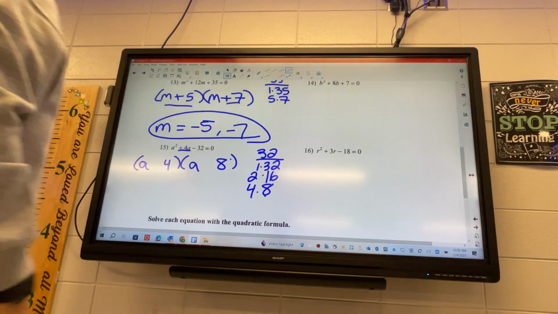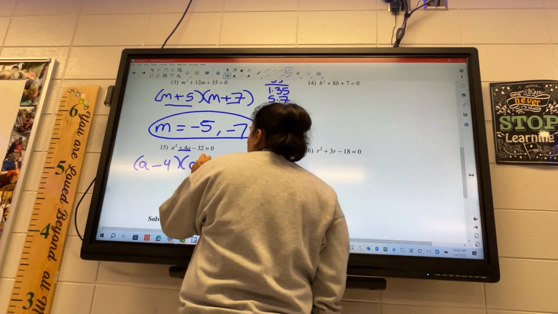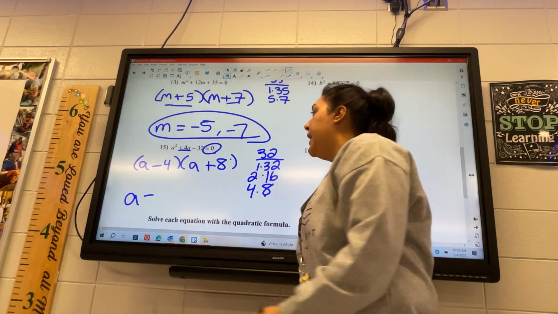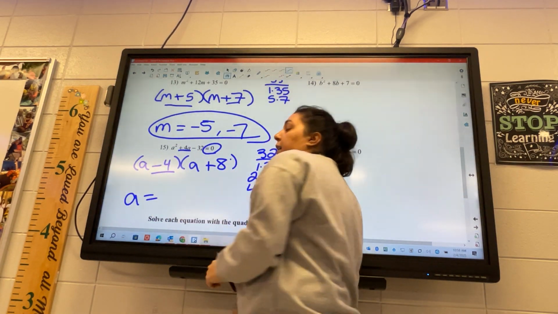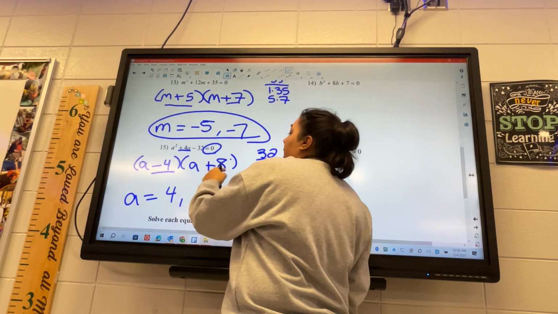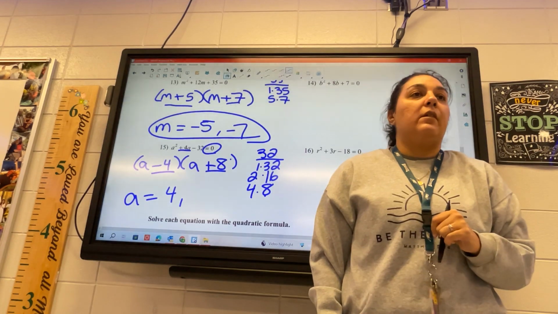Okay, so what is it? Negative plus. Okay, so now this says equals 0, so we have to say A equals what? This was a negative 4, so what's the new one going to be? Positive 4. Okay, this was a positive 8, so what's the new one going to be? A minus 8.